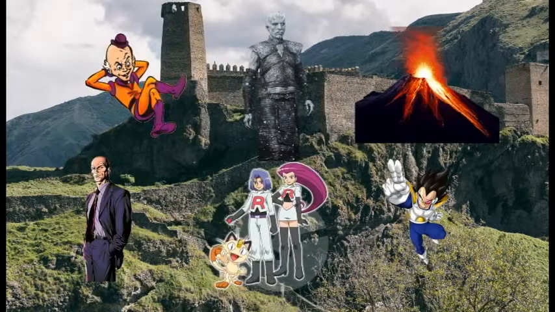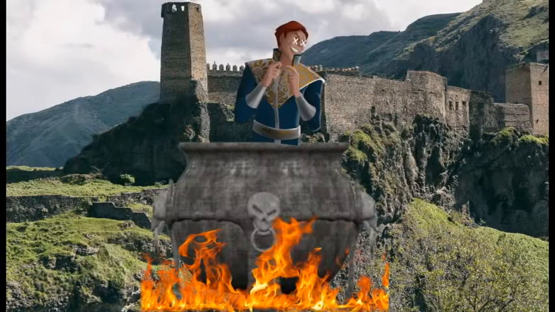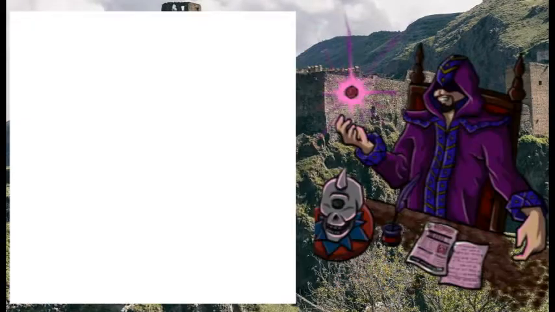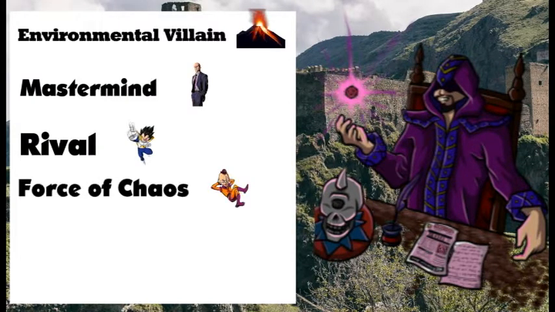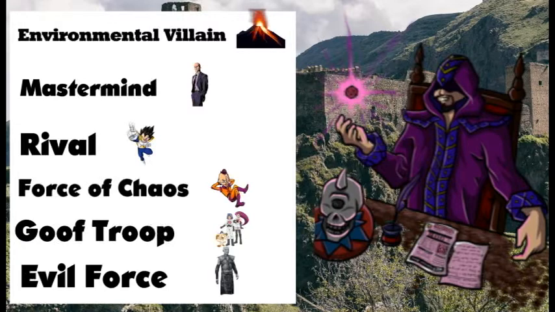Your average villains can be broken down into a few basic archetypes if you boil them down long enough. However, that can be messy and ruin your good pots, so let's list them down here verbally. We have the environmental villain, the mastermind, the rival, the force of chaos, the goof troop, and the evil force.